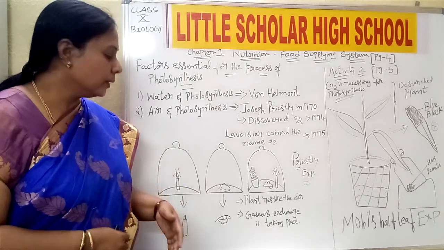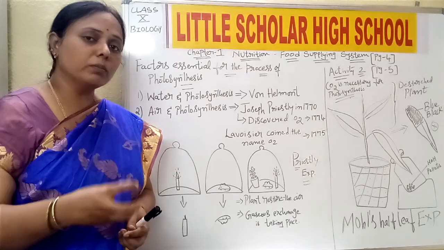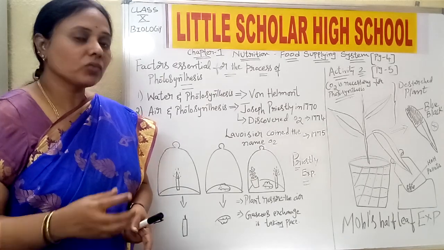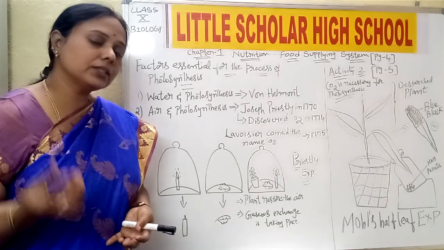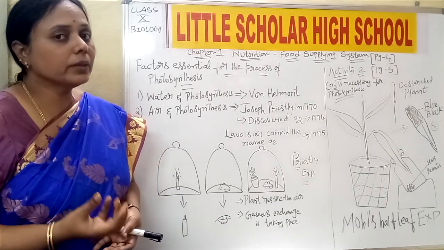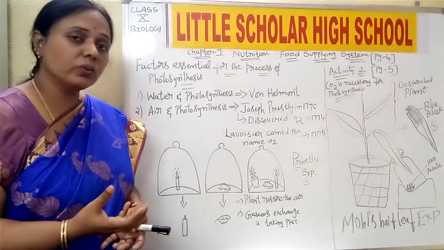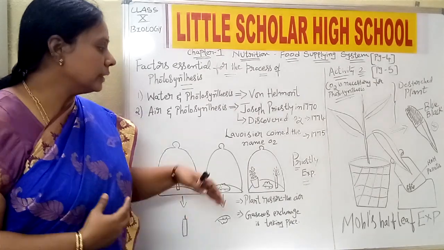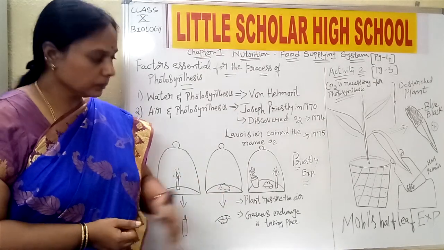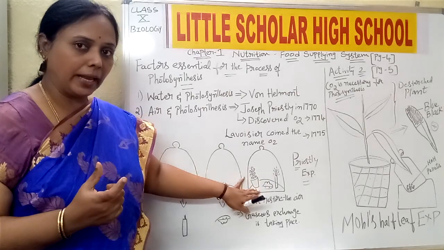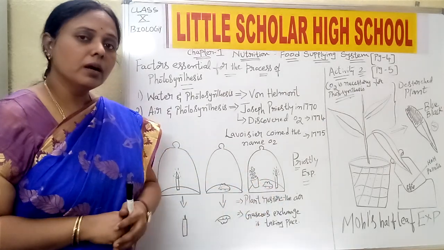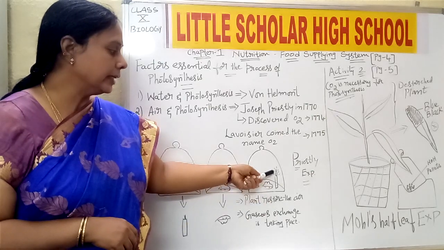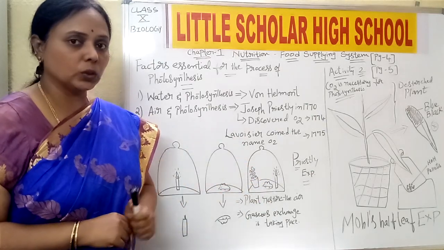Okay children, then he kept one mouse in the bell jar, and even that was very active for a certain time, but after some time the animal began suffocating and became very uneasy. Then in the third step he kept a mint plant, wherein he also kept the candle and the mouse, and he lit the candle from outside.